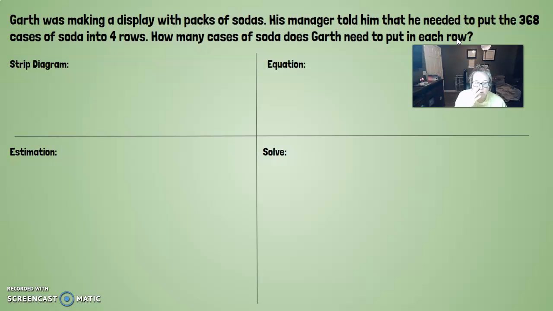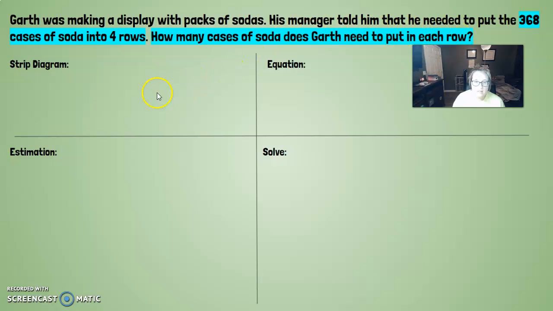So when we have a word problem, one thing that we're always going to do is read it again, and then highlight the important information. So let's do that. Garth was making a display with packs of sodas. His manager told him that he needed to put 368 cases of soda into 4 rows. How many cases of soda does Garth need to put in each row? Well, I know that 368 cases of soda in 4 rows is important, so I'm going to highlight it. And my question is, how many cases of soda does Garth need to put in each row? That's important to know because that's what I'm trying to figure out.